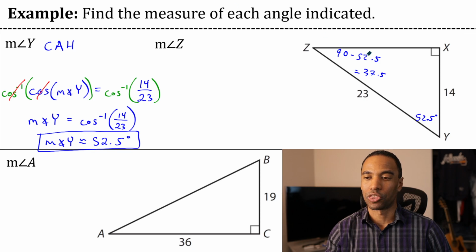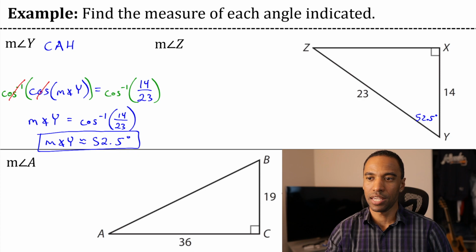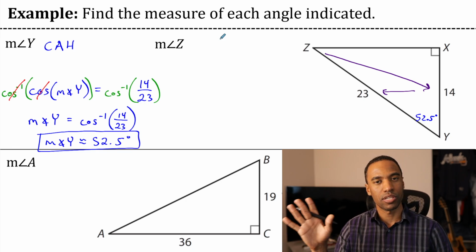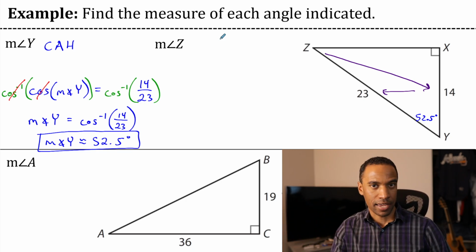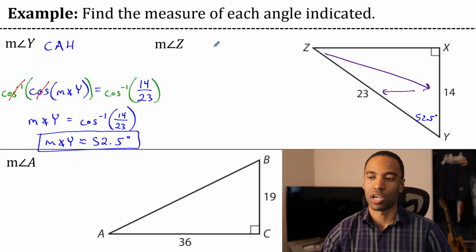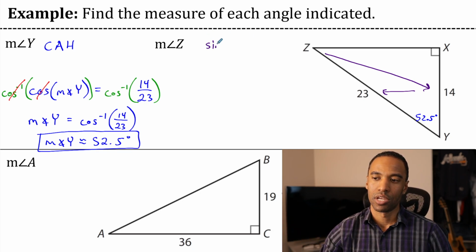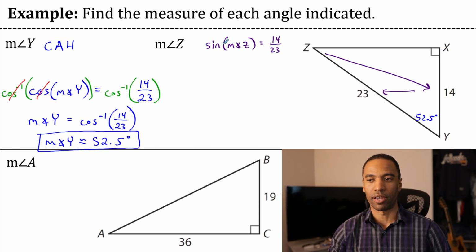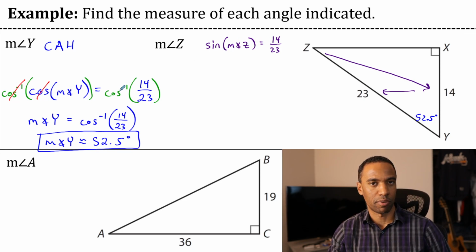But I'm going to confirm I get 37.5 by using inverse trig. One more time, guys. On Z, I know the side opposite of Z, and I know the hypotenuse. Opposite over hypotenuse in SOHCAHTOA is sine. So, S-O-H, sine is opposite over hypotenuse. So if I'm taking the sine of the measure of angle Z, that's going to be, once again, 14 over 23. The same thing applies as before, guys. I'm going to take the inverse sine of both sides, just like I took the inverse cosine of both sides here.